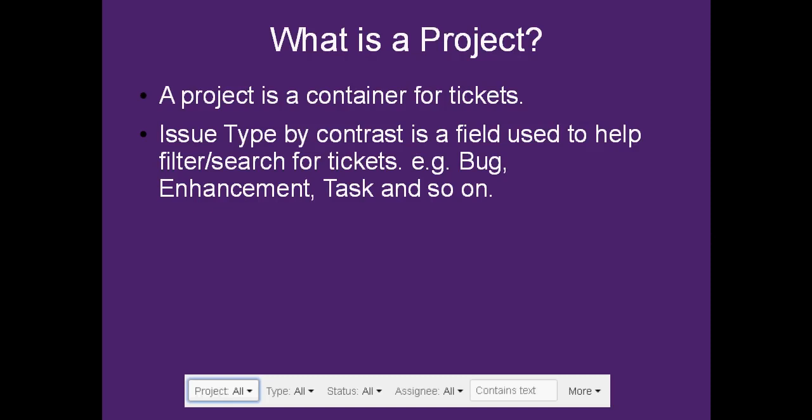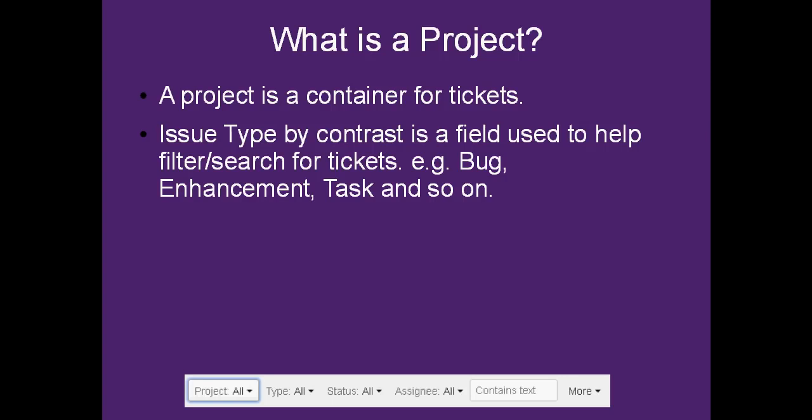Right, so what is a project? Before we get started on creating a project, we should probably understand what it actually is. Essentially it's a container for tickets to belong to. It's very simple. You might have a support project, you might have a bug project. It's essentially a label, almost like a filter if you like, that all issues are grouped together under.